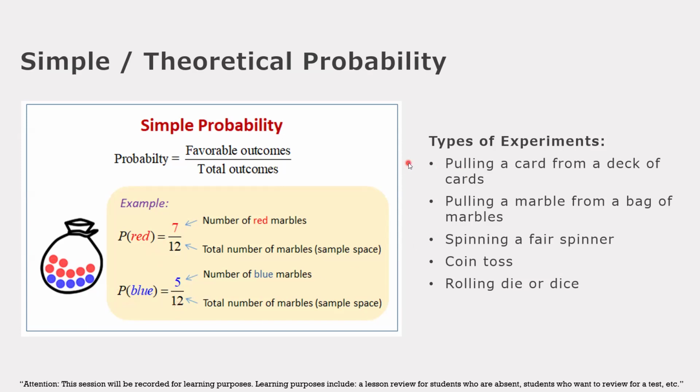A few other types of experiments that you'll see, whether it's in this video today or whether it was in class or in any of your assignments. A lot of times we can see stuff about using a deck of cards, what we just did here, pulling marbles from a bag, spinning a spinner, doing a coin toss, rolling a die. These are some common experiments that we can do when we're working with probability.